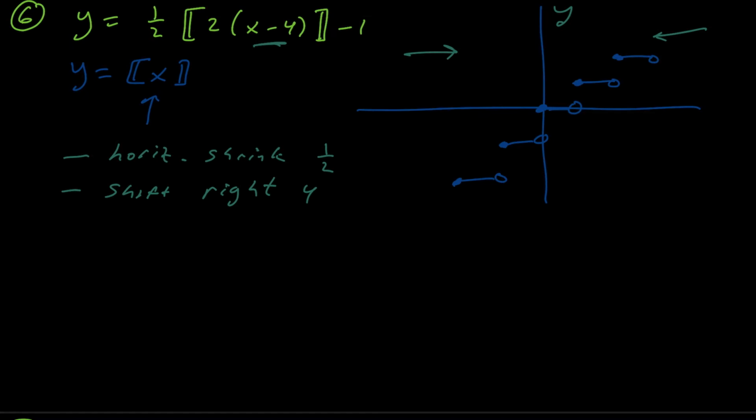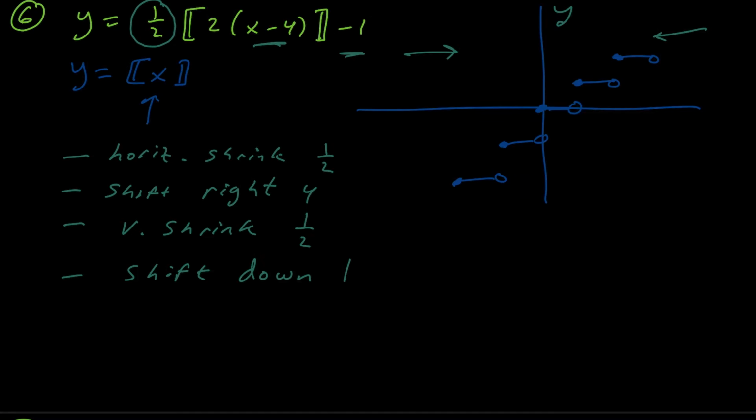Okay, then continuing our journey, working our way from the inside out, this 1/2 is going to be a vertical shrink by a factor of 1/2. And then lastly, the minus 1 is going to be a translation or a shift down 1. Remember the minus 1, down 1.